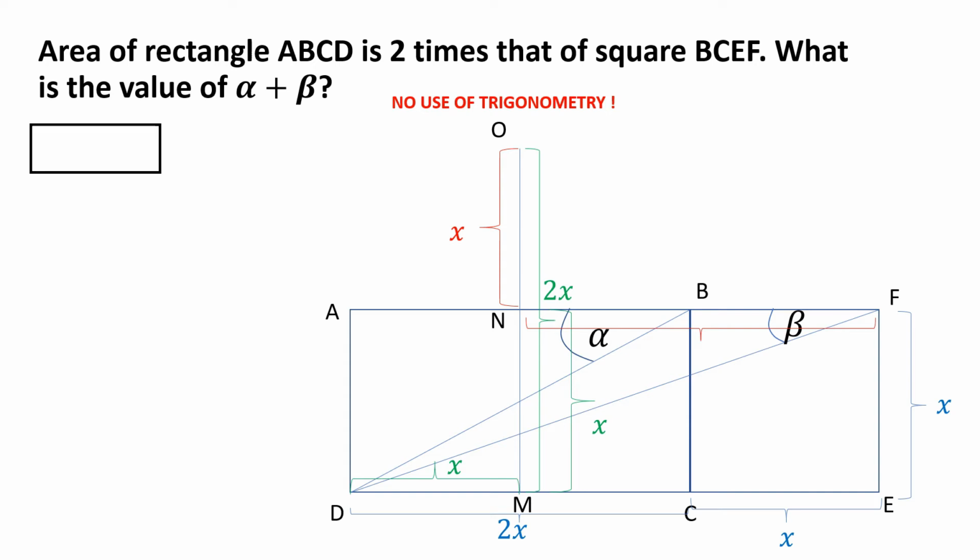Now, we also consider what's the length of this line segment, NF, right? Well, we know that NB should be equal to MC, because this is all parallel to each other. And MC, M being the middle point of DC, is x. So that makes NB equal to x, and then BF, being the length of the side of the square, is also x. So that makes the length of NF equal to 2 times x.